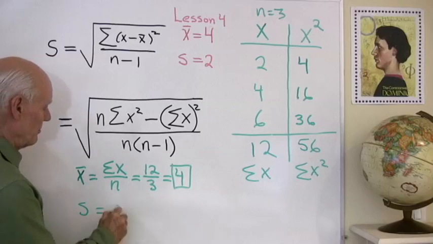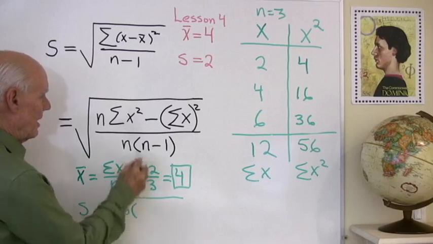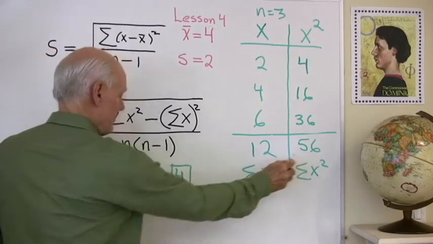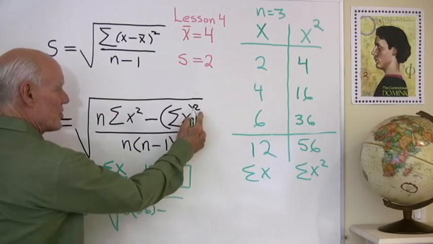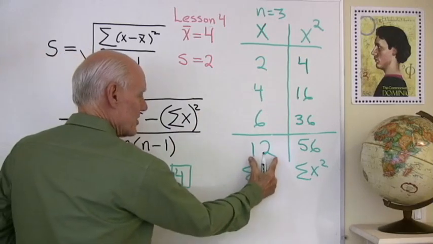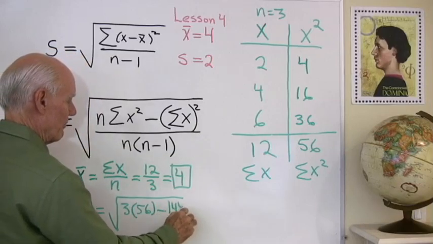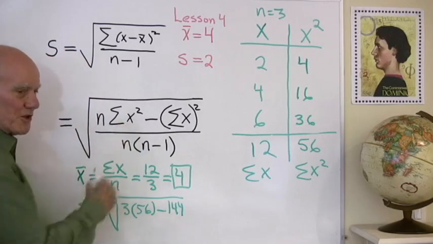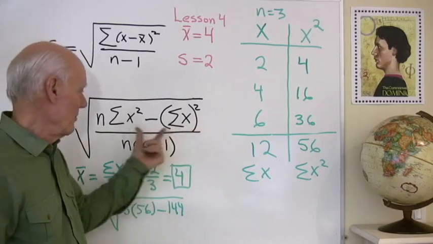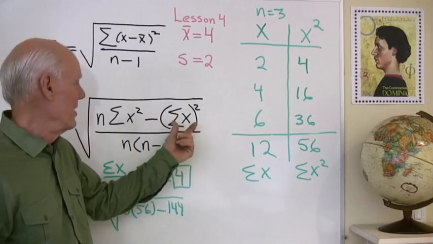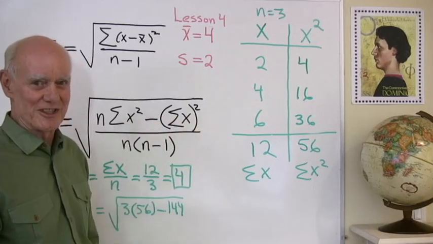Okay, now I want to use this expression right here to find the standard deviation. So s is going to be the square root of n, which is 3, times the sum of the squares. Well, that's 56. Minus the square of the sum. So I want to take this sum and square it. So that's going to be 144. So this is the sum of the squares. This is the square of the sum. So you want to make sure that you understand the difference between those things in order to be able to use this formula.